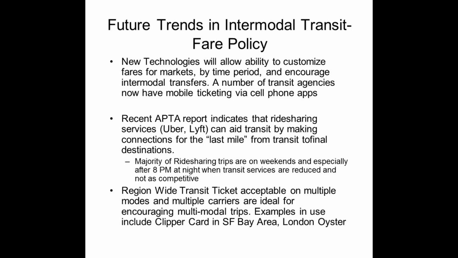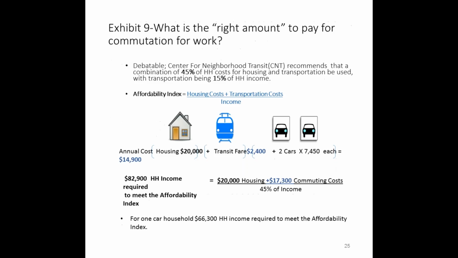The other trend is that region-wide transit tickets are becoming acceptable on multiple modes and carriers, which is ideal for encouraging multimodal trips. Examples include the Clipper card in the San Francisco Bay Area and the London Oyster card. As technology changes, the ability to use one card is the gold standard, so to speak, for a region to have just one ticket type or medium, whether on a cell phone or other modes, that can transfer easily between transit modes.